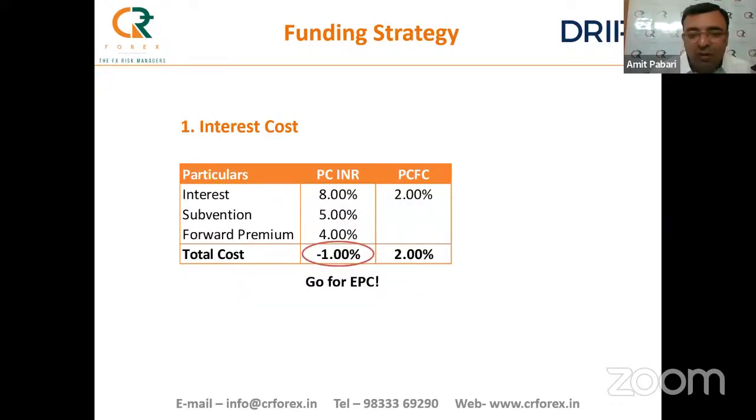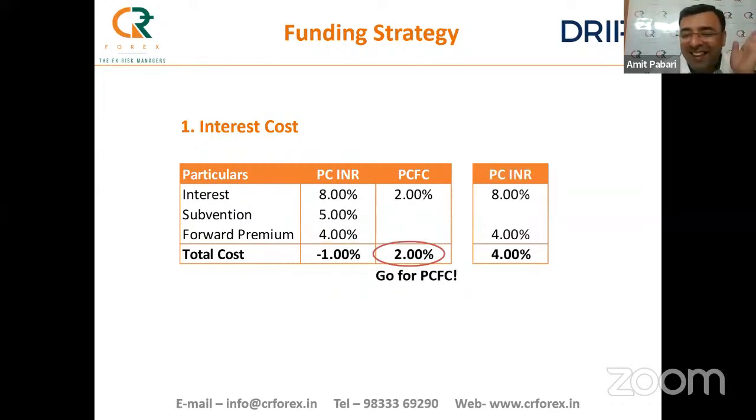When the subvention was there, generally you get EPC close to 7.5 to 9.5 के बीच में. Average market rate is 8%. Subvention was either 3% or 5%. And the forward premium is close to 4%. If you are an exporter and if you are getting subvention and you are booking a forward, your net interest cost was -1%. PCFC was 2%. So it was a no-brainer that go for EPC.